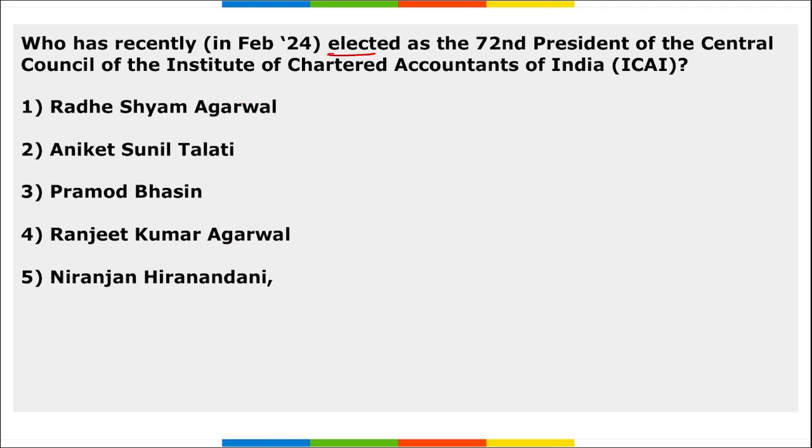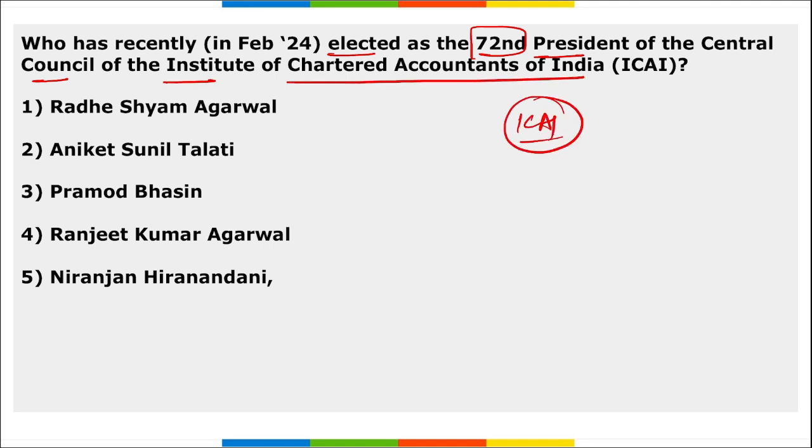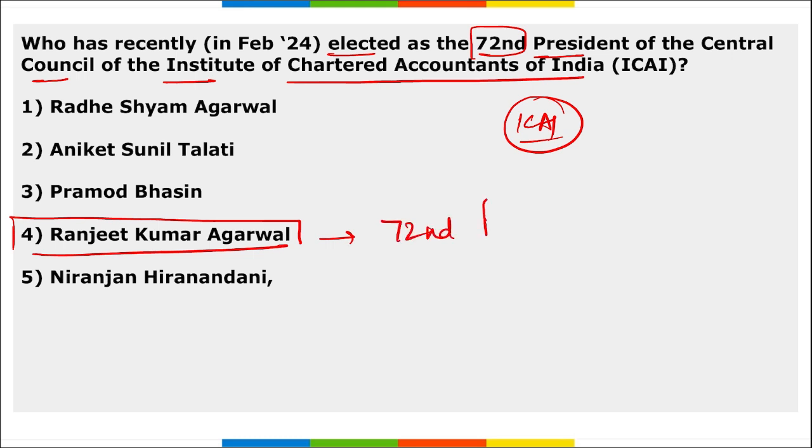Next, who has recently been elected as the 72nd president of the Central Council of the Institute of Chartered Accountants of India, that is ICAI? So who has recently been elected as the 72nd president of the Central Council of ICAI? Who will he be? Ranjit Kumar Agarwal. Right? He has been recently appointed as the 72nd president.